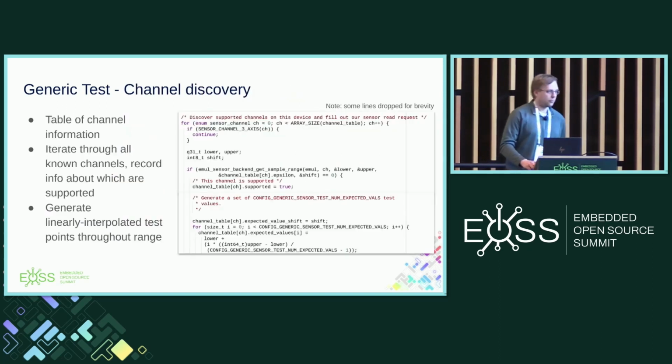All right, so going a little bit further down in the generic test function, we're going to do that channel discovery routine that we mentioned earlier. So iterate through all the known channels. We're going to keep track of which ones the sensor emulator is actually able to support. We build out a table of channels and ranges. And then the final step that we do at the bottom right there is do that interpolation. So we create a set of test values that we can work with.